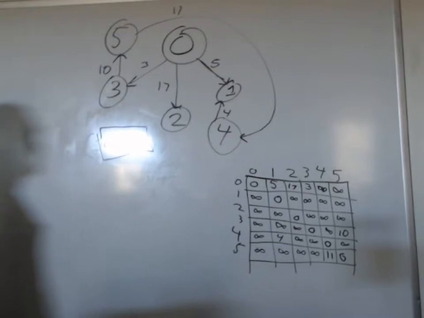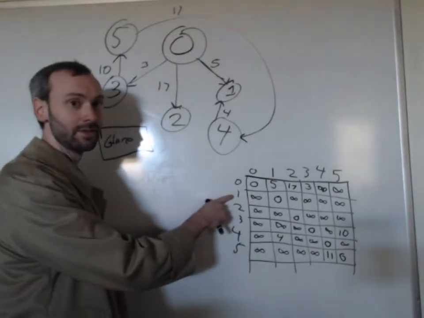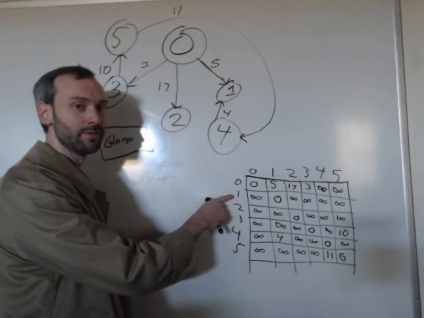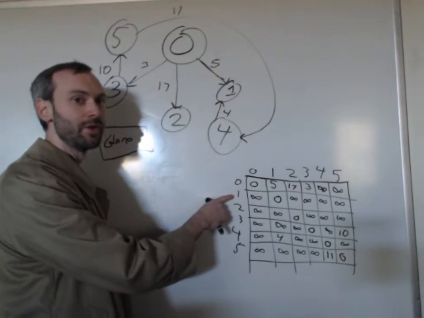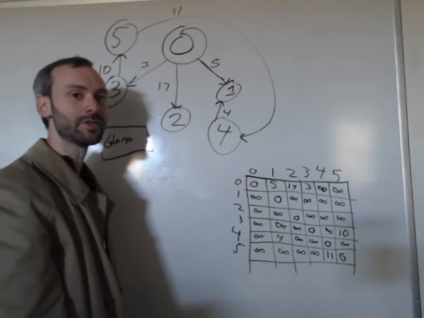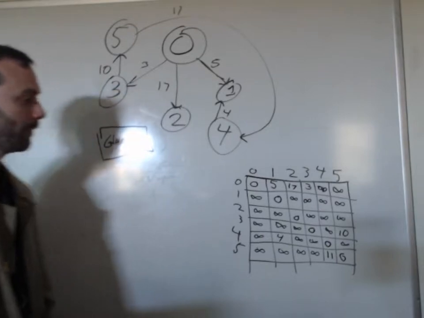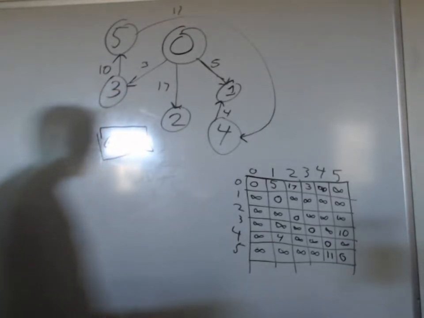Can anyone think of what we should do instead? Say whether or not there's an edge. Okay, so say whether or not there's an edge. And then you have an edge, and what do you do afterwards? Index through. Okay.